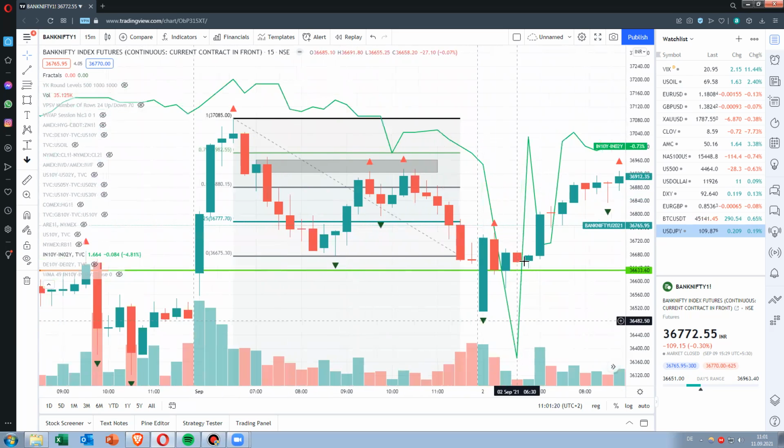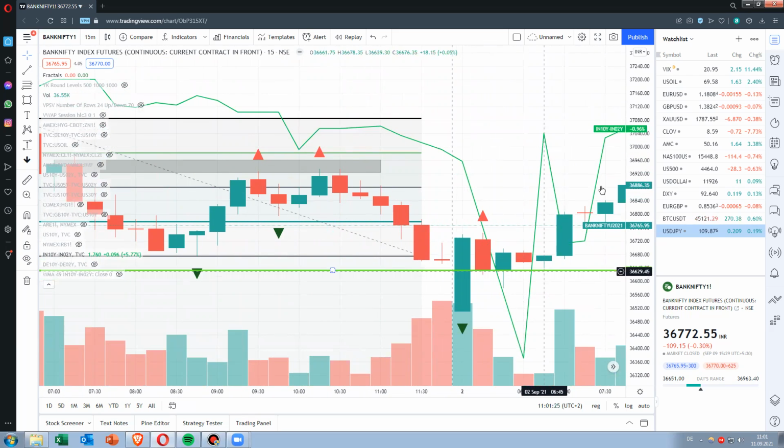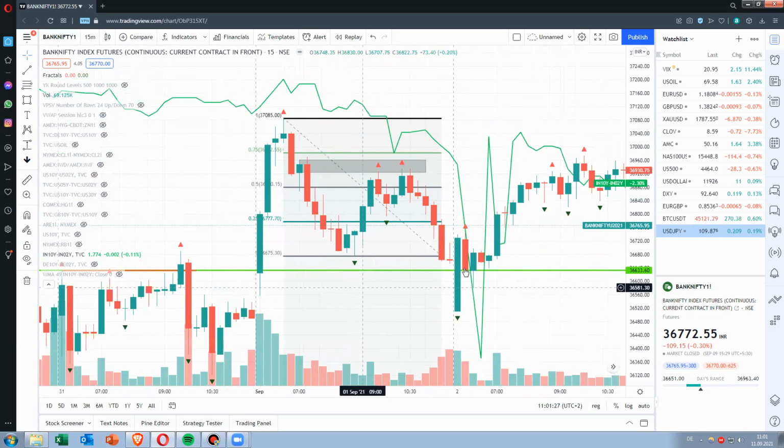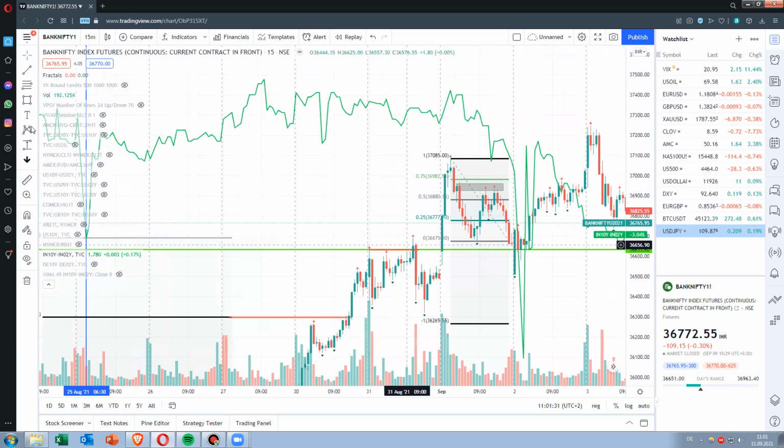So once you see this type of form shape here from this level, especially because this was a support and resistance level from back here, right? Okay, no, support resistance basically.